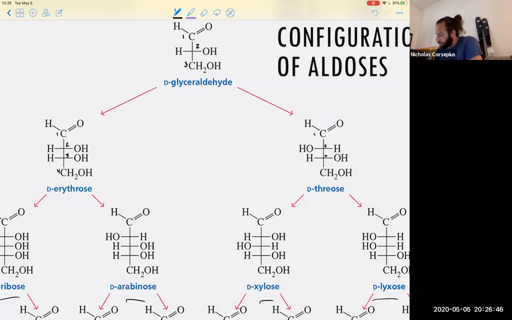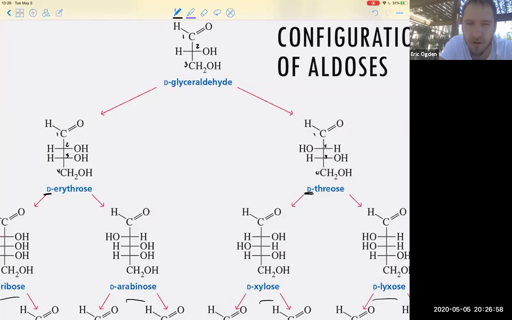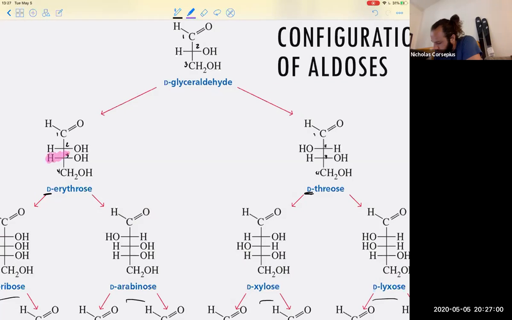1, 2, 3, 4, but now there are 2 different types of D 4-carbon sugars, right? So both of these are D. How do I know that they're both D? The last asymmetric center has the alcohol group on the right. Last asymmetric center, right? So we're only paying attention to this one right here to determine whether it's D or L. And actually, it turns out in nature, L sugars are not very common.